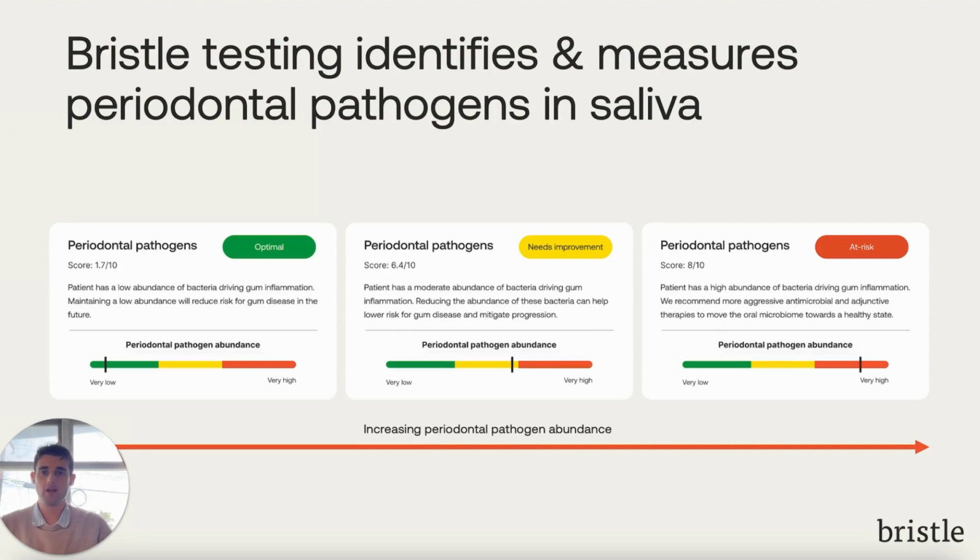Bristle testing helps identify and measure these periodontal pathogens from a single saliva sample. Below you can see the range of scores that are based on the abundance and presence of the specific species that help drive gum disease or periodontal disease in patients. As we move from left to right, the abundance of these species increases, and this is translated into a simple 0 to 10 score that can provide insight into the underlying cause and risk for your patients.